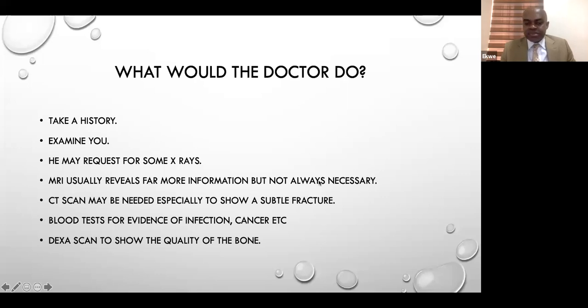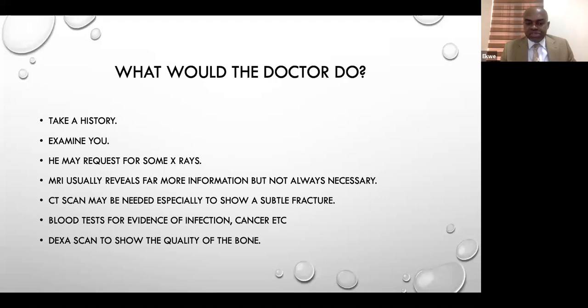Because an MRI is expensive, we don't always ask for it, especially if it's not going to change the way we manage the patient. But if we're suspecting that something might be going wrong, we will ask for an MRI, because an MRI can show you more than an X-ray can. X-ray will show you the bones and the way they're arranged, but MRI will show you the disc, the spinal cord, the nerves, and other things. So you might see a sign of an infection or something.